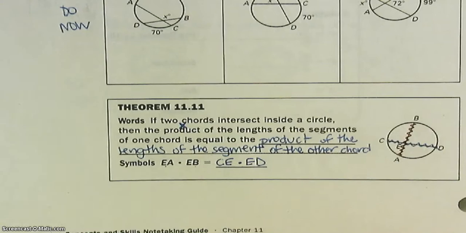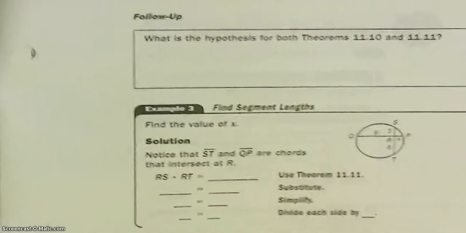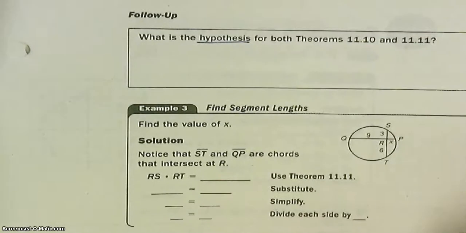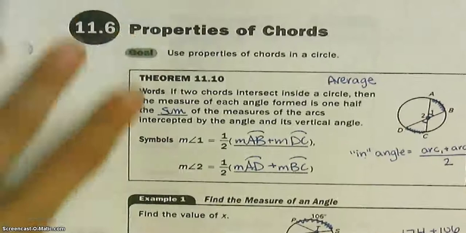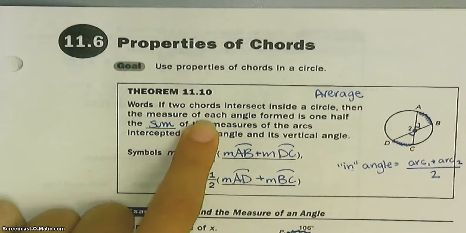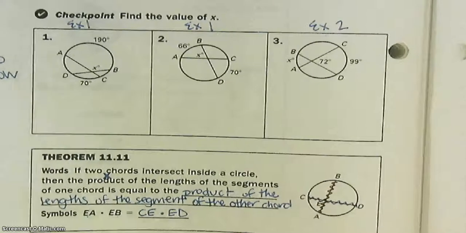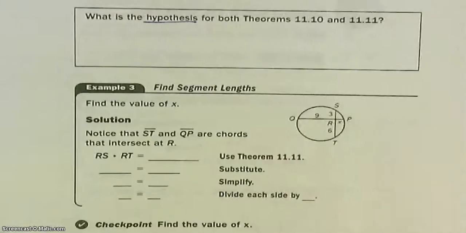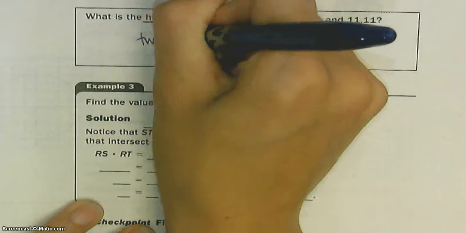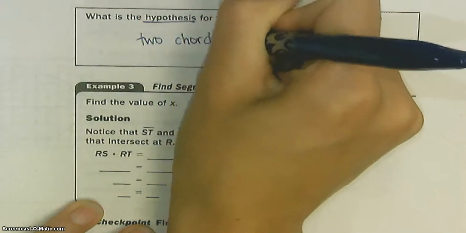Let's see if we can apply that. First, the follow-up says, what is the hypothesis for these theorems? Well, the hypothesis are the words that come after the if. So let's look here. If two chords intersect inside a circle. So the hypothesis is two chords intersect inside a circle.